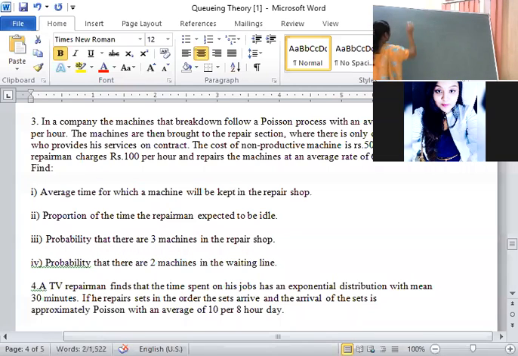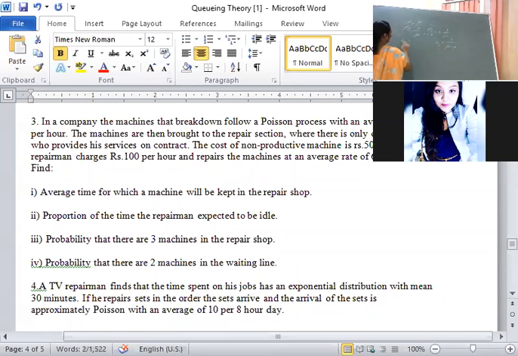Arrival rate is always represented by the letter lambda. Service rate is always represented by the letter mu. If the server is busy, that is represented by rho, lambda upon mu. If there are no customers in the system, that is rho naught, that means the server is idle. The formula is 1 minus lambda upon mu. Then LS, the length of the system, is lambda upon mu minus lambda.